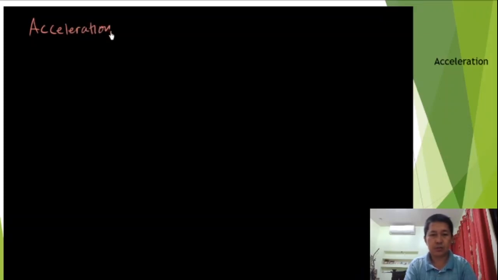Acceleration. This is probably an idea that you're somewhat familiar with, or at least you've heard the term used here or there. Acceleration is just the change in velocity over time. Change in velocity over time.